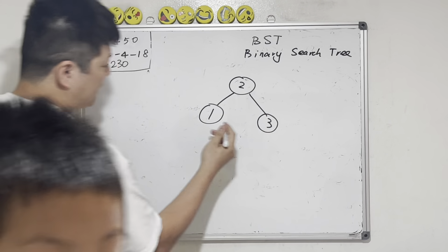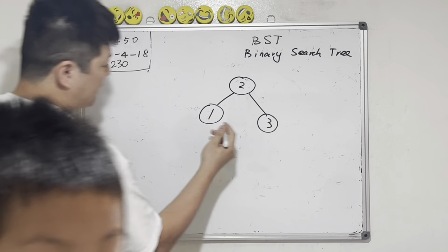So every node on the left should be smaller than the root. This is bigger than that, but it has to be smaller than 2, so I can put 0. Why do we have these? Because if we perform in order traversal, then we get the sorted list.